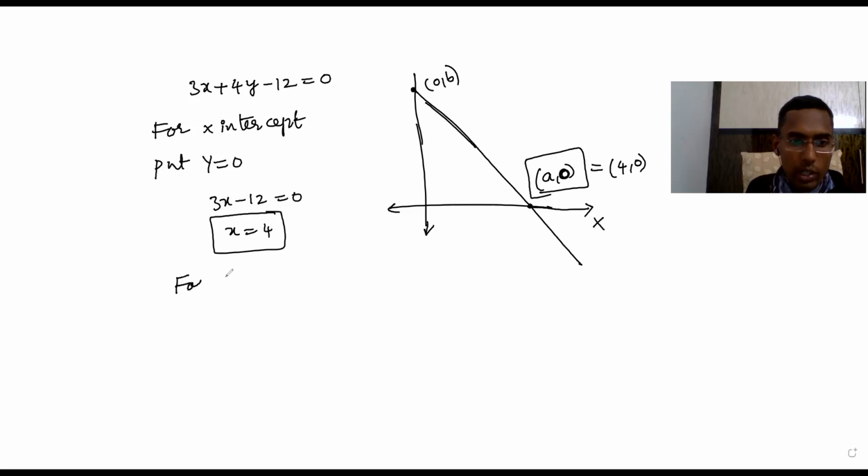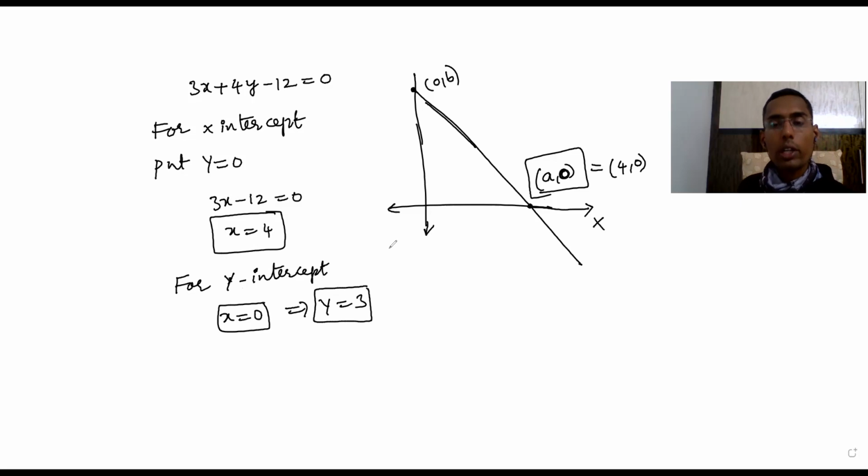For the y-intercept, what should you do? x is equal to 0. That implies y equals 3. So like this you can find out the x-intercept and y-intercept. Okay, this intercept form is over. Hope you understand the intercept form.